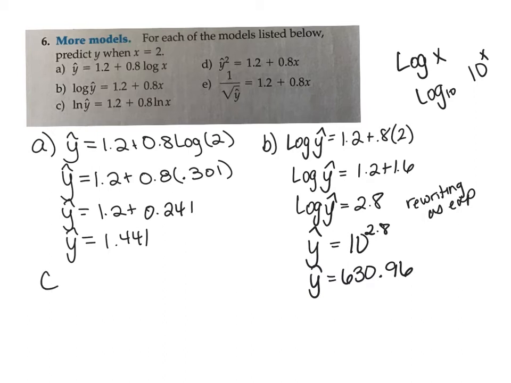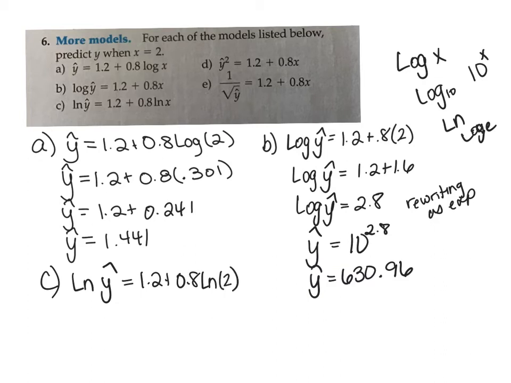C is the natural log. Remember, the natural log is log base e. So ln of y hat equals 1.2 plus 0.8 times ln of 2. So the natural log of y equals 1.2 plus 0.8 times the natural log of 2. We'll just plug that in the calculator.